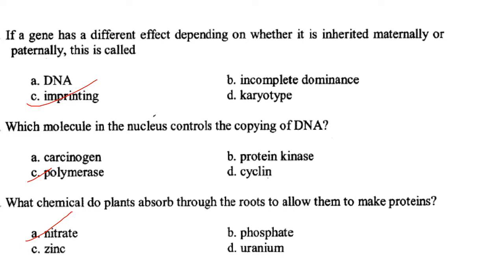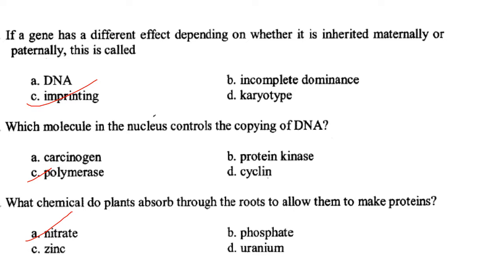Then which molecule in the nucleus controls the copying of DNA? So it is polymerase that controls the copying of DNA during DNA replication. So carcinogen, that is a substance capable of causing cancer in living tissue. Protein kinase, it will selectively modify other proteins by covalently adding phosphate groups to them. Then cyclin is a family of protein that control the progression of a cell through the cell cycle, and it will activate cyclin dependent kinases, that is enzymes or group of enzymes required for synthesis in each cell cycle, each phase of the cell cycle.